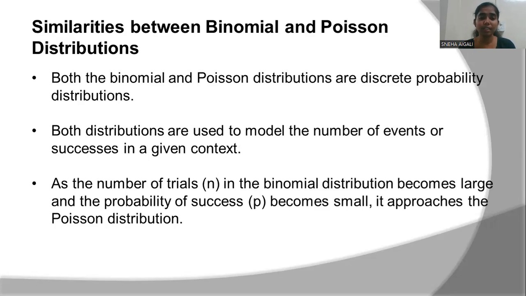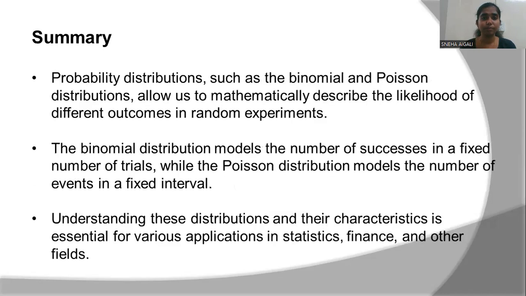Next up, the similarity is that as the number of trials n in the binomial distribution becomes larger and the probability of success, that is p, becomes small, it approaches the Poisson distribution. That is, as the number of trials increases, the probability of success decreases. That is, both n and p are inversely related in both the cases, in binomial as well as in Poisson distribution.